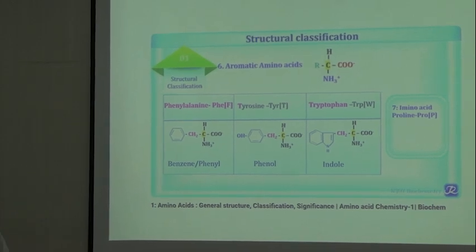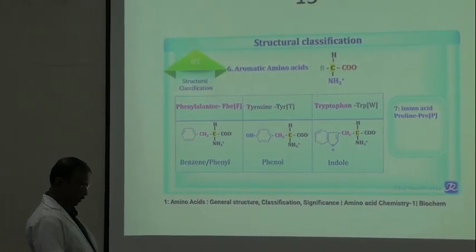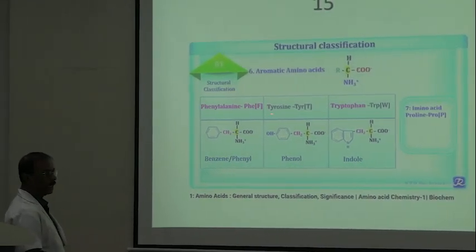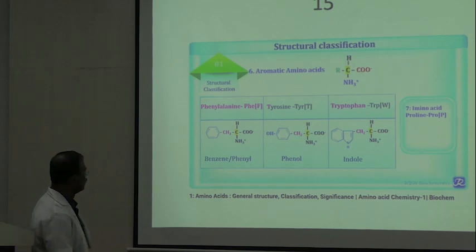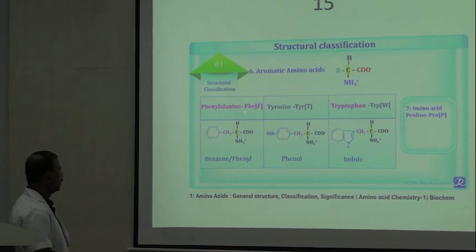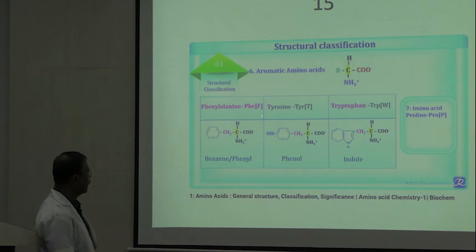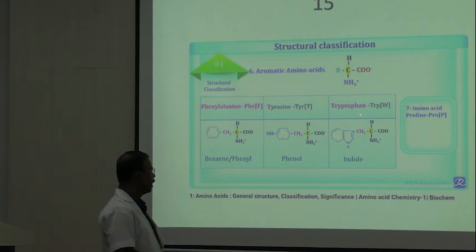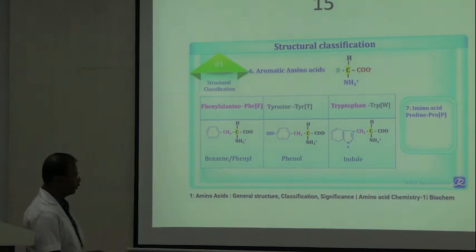Next, aromatic amino acids. Phenylalanine, PHE, but single letter is F. Remember that. Three letter PHE, single letter capital F. Tyrosine, TYR, single letter Y. Tryptophan, TRP, single letter W. So these you have to remember. They have aromatic groups, benzyl or phenol or indole in their side chain.